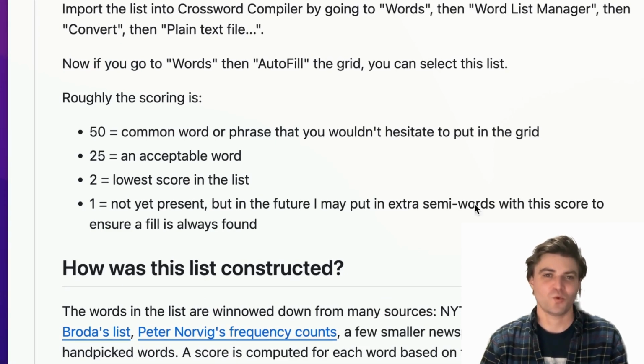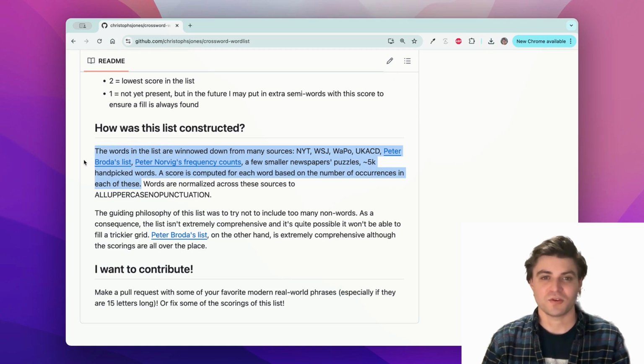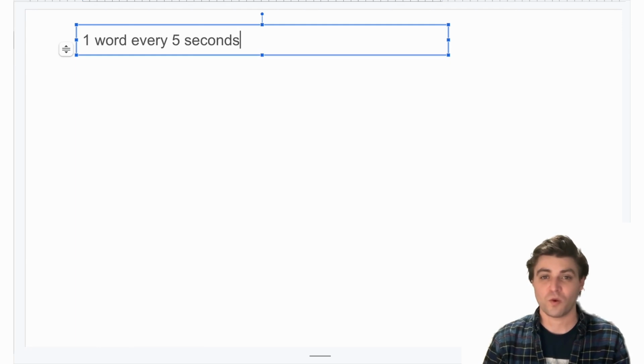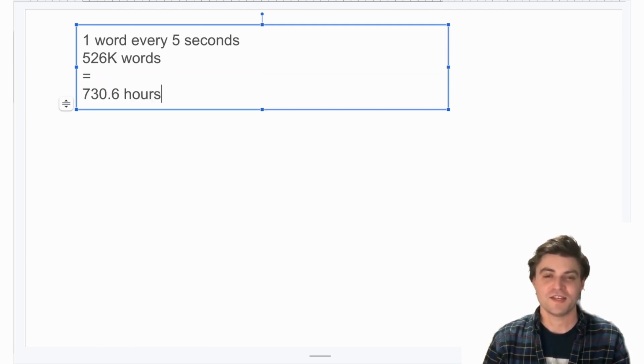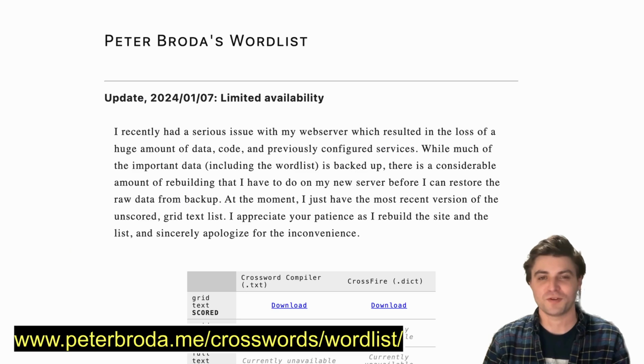This idea of separating words that you like from words that you dislike is the main idea behind the scoring system, and different word lists use different scoring systems. These scores tend to be generated algorithmically using heuristics like the number of occurrences of that word in previous puzzles, or on web sources, or the number of published clues for a word. But this idea that you need to use a computer to score the words is really a function of the scale of one's word list. So to give you an example, if you were to score one word by hand every 5 seconds, it would take you about 730 continuous hours of labeling before you made it through Peter Broda's word list with 526,000 words.